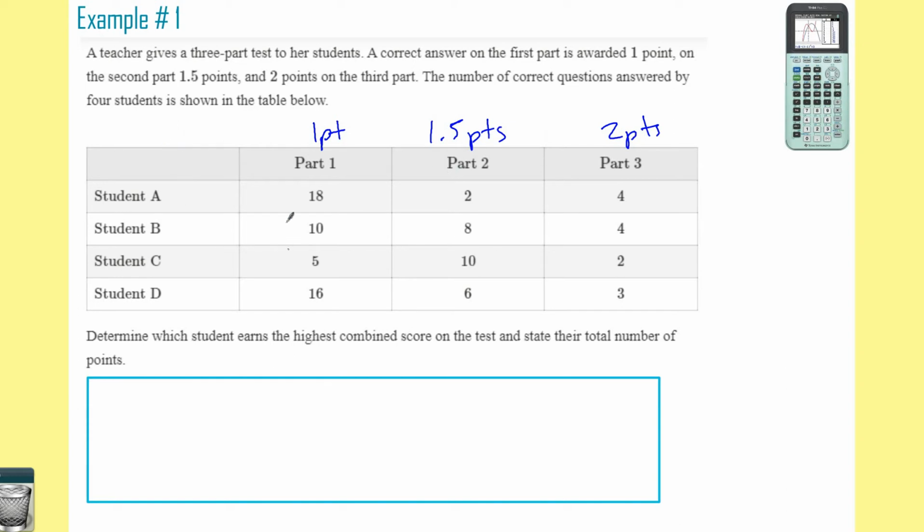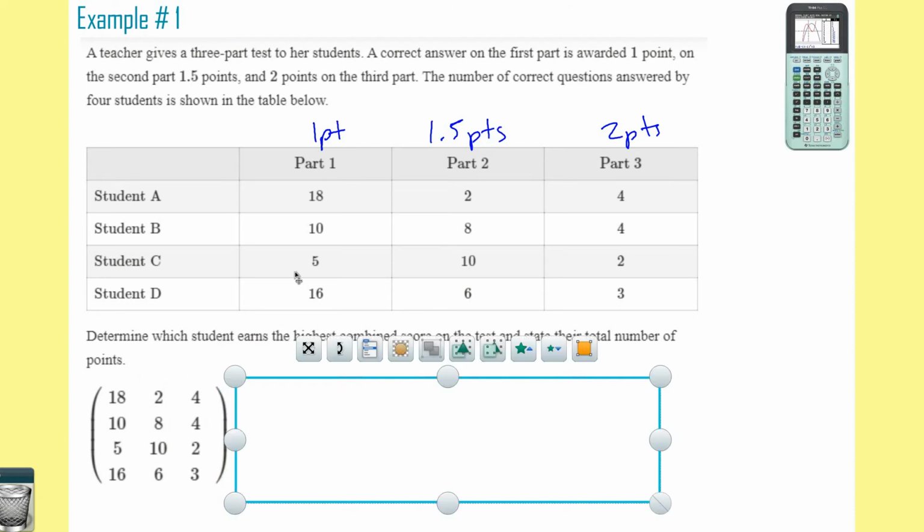Right, so these are all the ones they got correct. This is what they got the point for. Which student earned the highest combined score on the test, and state the total number of points. So the first thing I'm going to do is write it as a matrix.